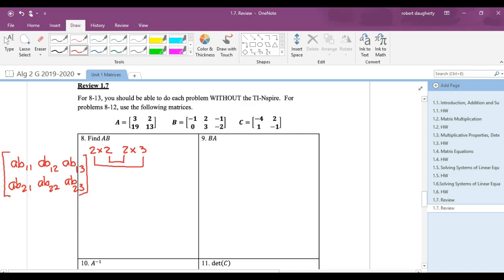So multiplying AB. I multiply 3 times negative 1. So I'm going to get a negative 3. So I'm going first row, first column, 3, negative 1, and 2, 0.